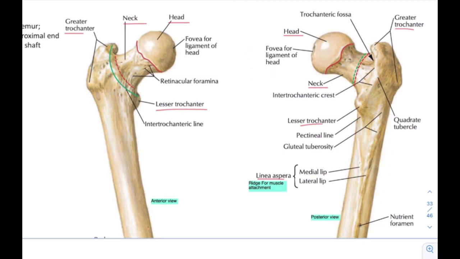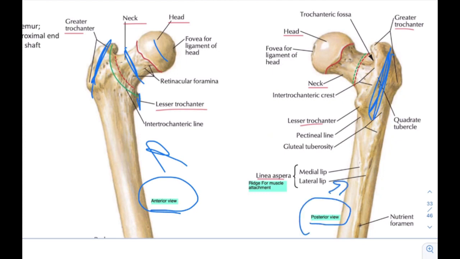Okay, so let's talk about some features. This is the anterior view. So right here, this is the anterior view of the femur. We have something called the greater trochanter, the lesser trochanter. These structures are better seen posteriorly, right here, greater trochanter and the lesser trochanter. We have the head, we have the neck of the femur, and here posteriorly, this is a posterior view of the femur.